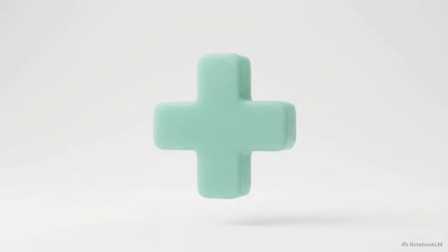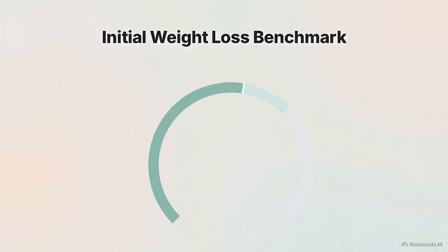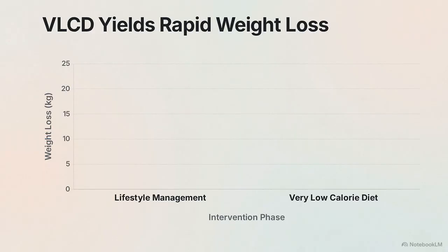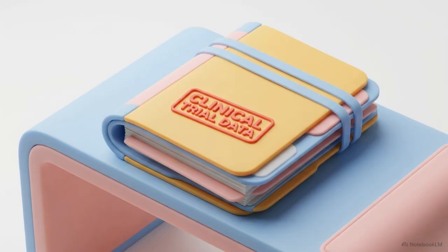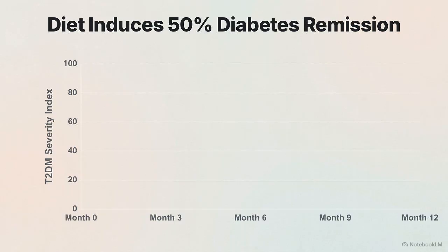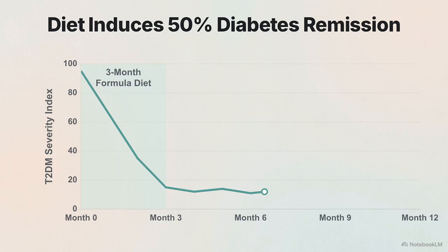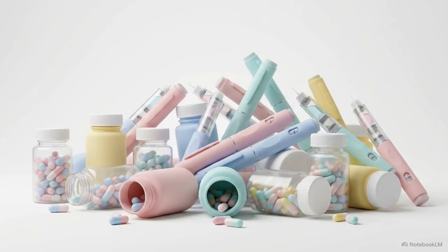Regardless of the patient's starting metrics, the initial universal threshold for treatment is targeted and precise, achieving an 8 to 10% reduction in total body weight over a 6-month period. This waterfall chart graphs standard intervention efficacy. Lifestyle management alone yields a modest 3 to 5 kilogram loss. For rapid intervention, clinicians escalate to very low-calorie diets, capped at 800 kilocalories daily, prioritizing protein to preserve lean muscle mass. The efficacy of this strict caloric limit was proven in the landmark DIRECT trial. Following this formula diet for 3 months induced roughly 50% type 2 diabetes remission at the 12-month mark, allowing patients to discontinue all anti-diabetic drugs.